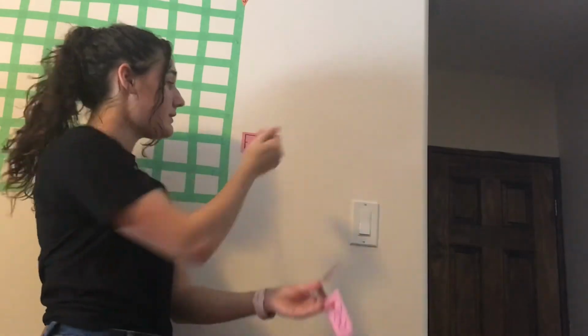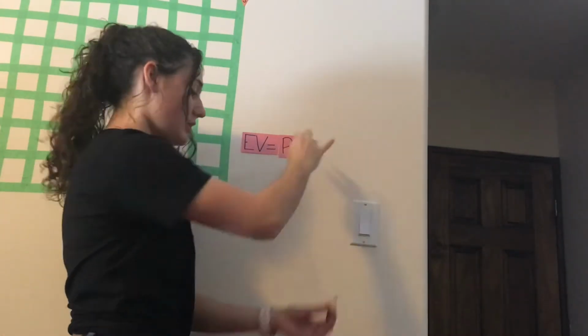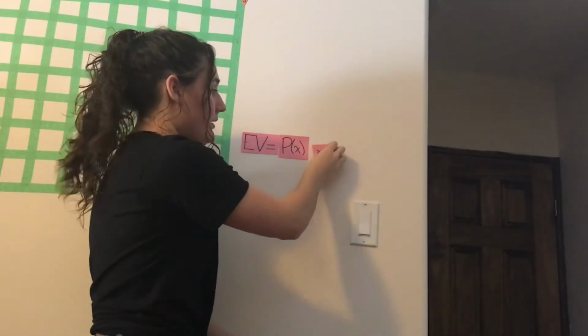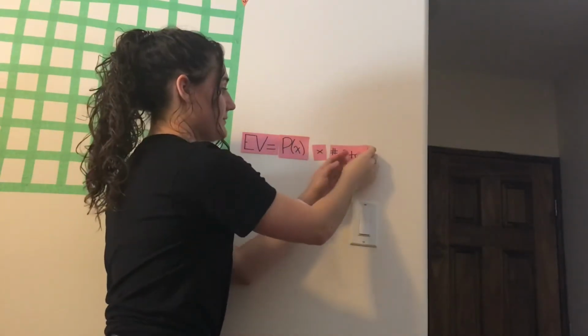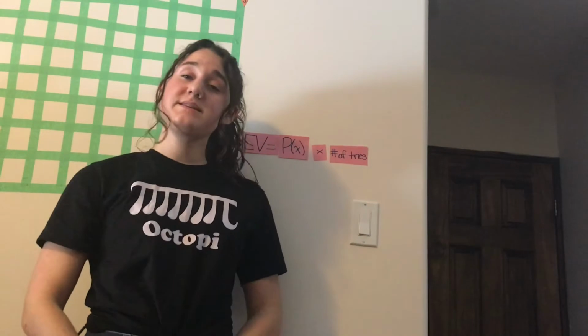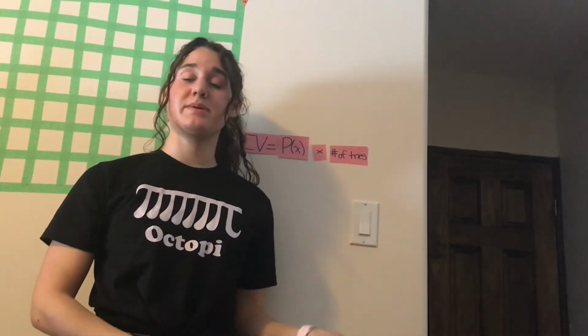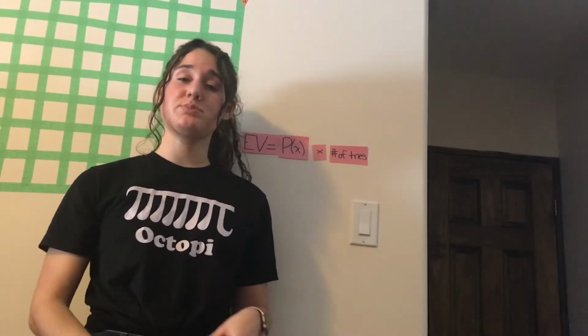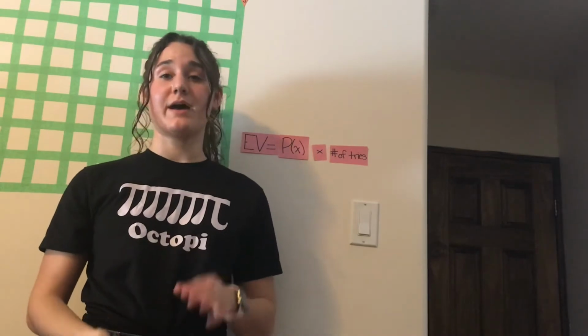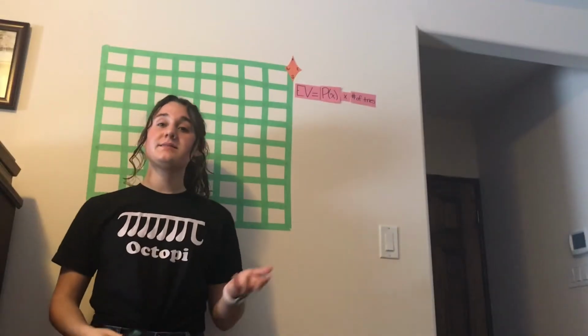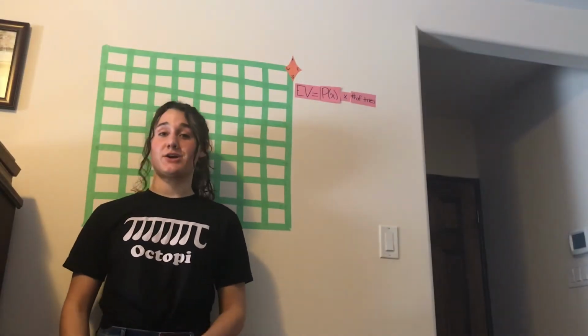The expected value formula is the probability of an event multiplied by the number of tries. In this situation, it is the probability of an action occurring multiplied by the total number of houses that could be built. Let's first find the probability of each action occurring.